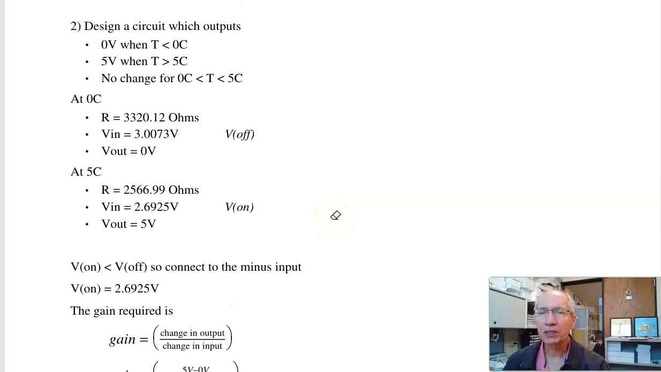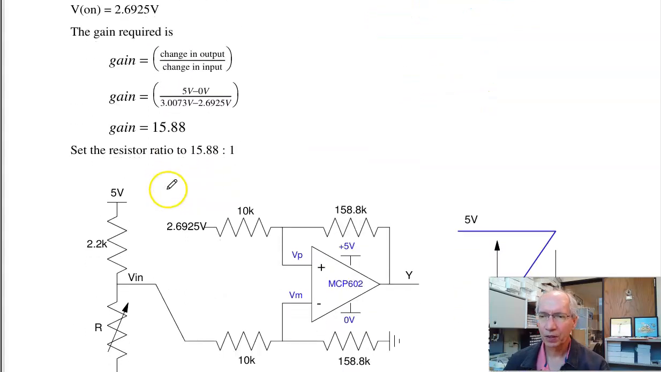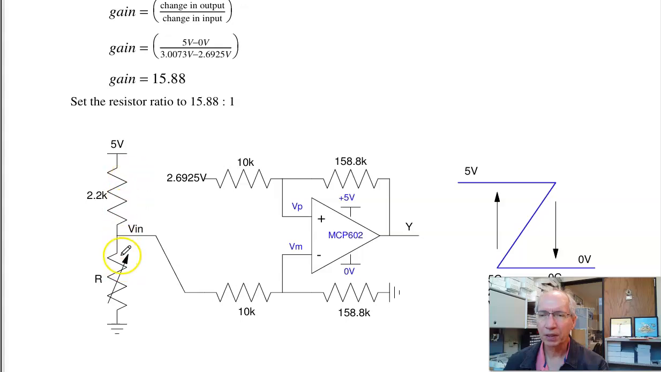Problem 2 looks at how you add hysteresis. What I want to do is something like this. I want to turn on at 5 Celsius, and I want to turn off at 0 Celsius. So, same trick as before: convert temperature to resistance with the thermistor, and convert resistance to voltage with the voltage divider. So that's this part of the circuit right here.